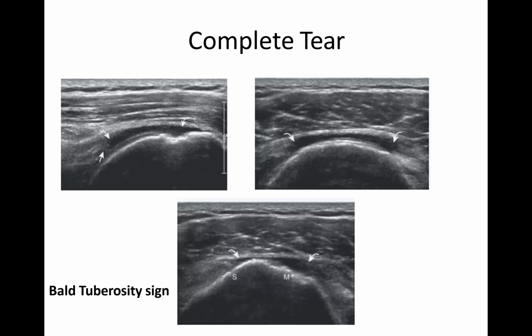Isolated tear of the infraspinatus or the subscapularis is very rare. It's usually associated with the supraspinatus tendon. And whenever there is a subscapularis tendon tear, always look for the biceps tendon subluxation. It is associated with the subluxation of the biceps tendon.